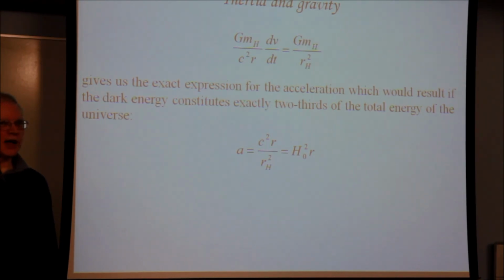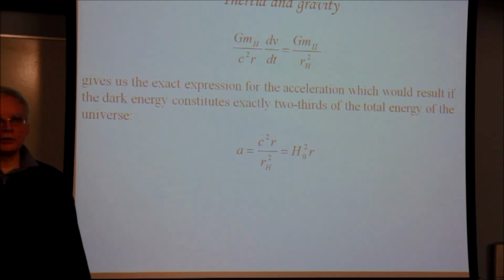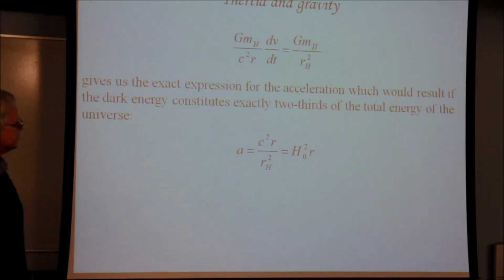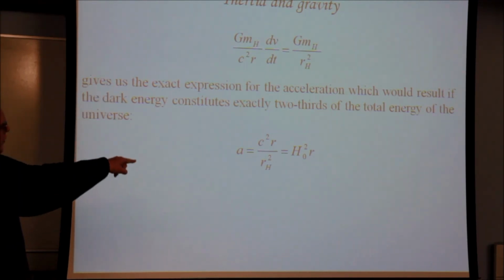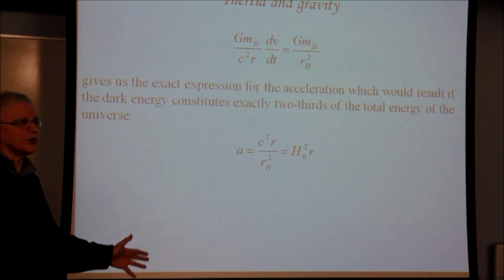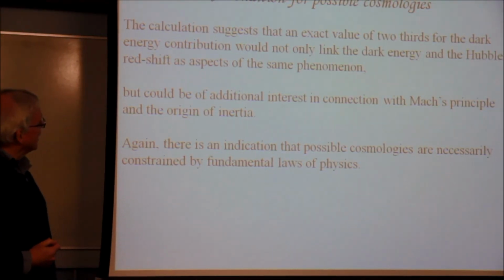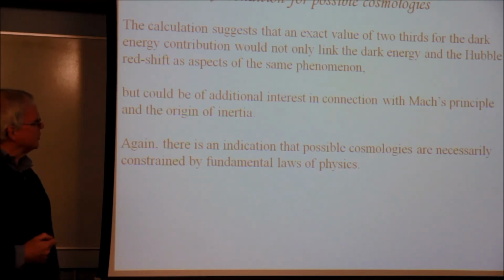So we've actually got back the equation that we got by assuming that the value was 2/3. We've got exactly the same equation by using Sharma's theory of inertia plus the equivalence principle to relate it to the gravitational force in the same sphere. And we could have got that top equation simply by multiplying it out by GMH on each side. Why 2/3 could be interesting, because we can link the dark energy and the Hubble redshift.